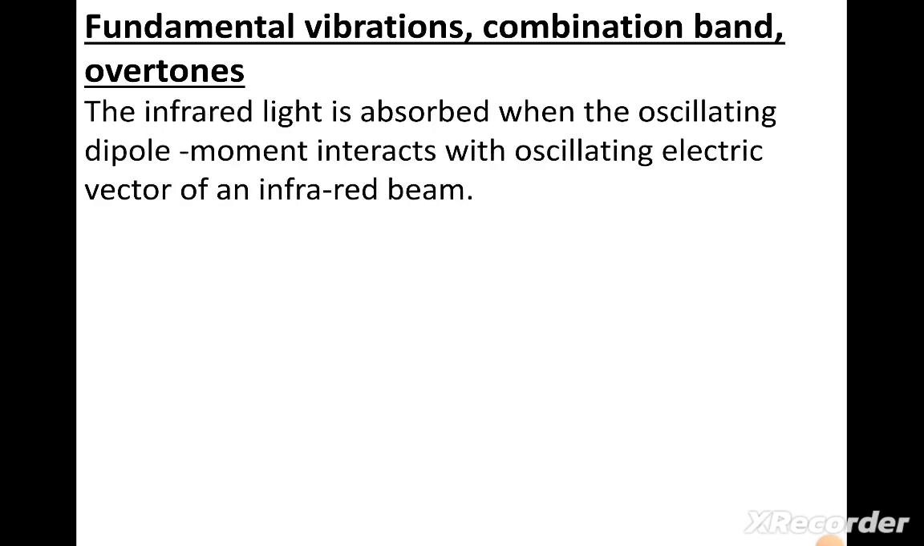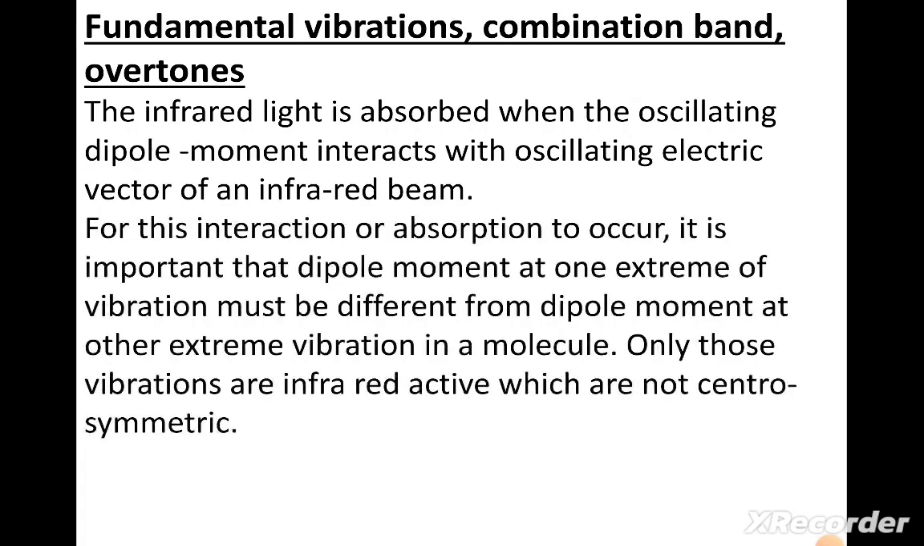The infrared light is absorbed when the oscillating dipole moment interacts with oscillating electric vector of an infrared beam. For this interaction or absorption to occur, it is important that dipole moment at one extreme of vibration must be different from dipole moment at other extreme in a molecule. Only those vibrations are infrared active which are not centrosymmetric.